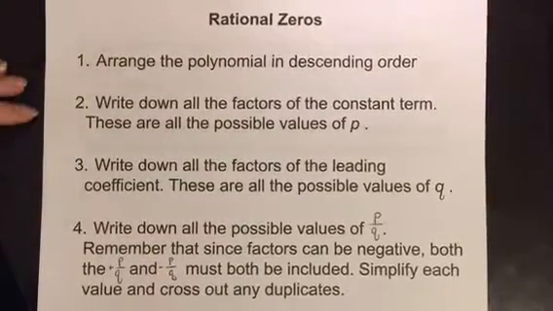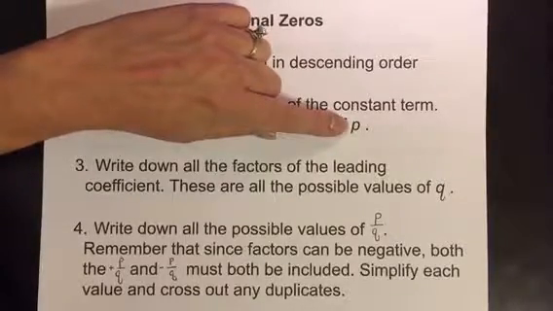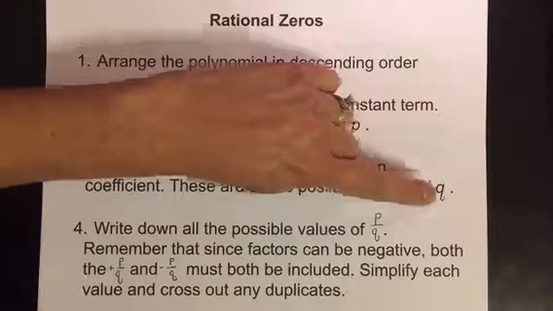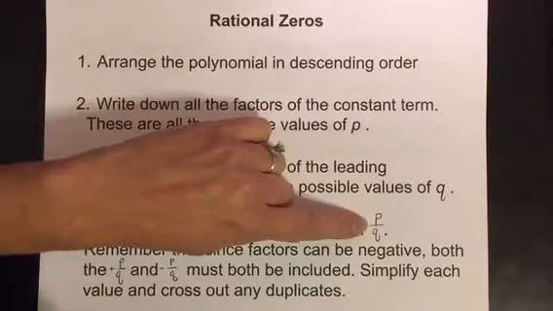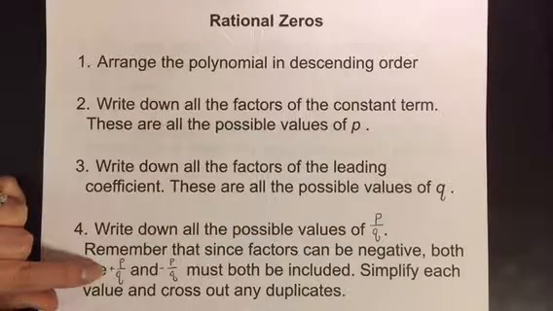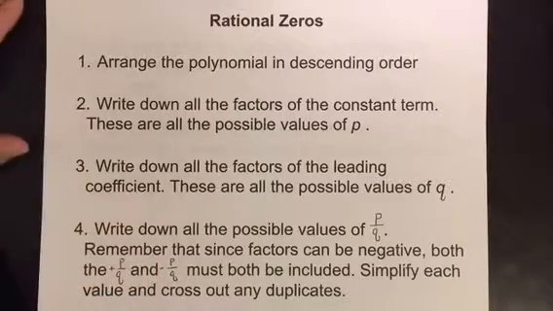Today we're going to talk about rational zeros. Just want to point a couple things out. This is the variable p. This is the variable q. Here I have a ratio of p over q. And here I have a ratio of positive p over q and a ratio of negative p over q.